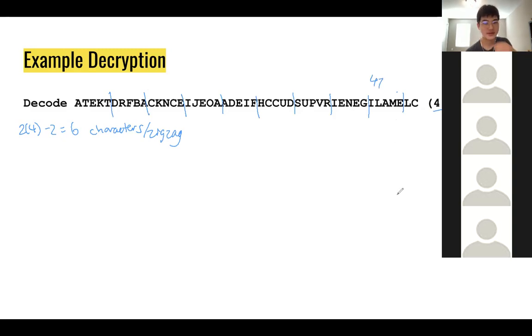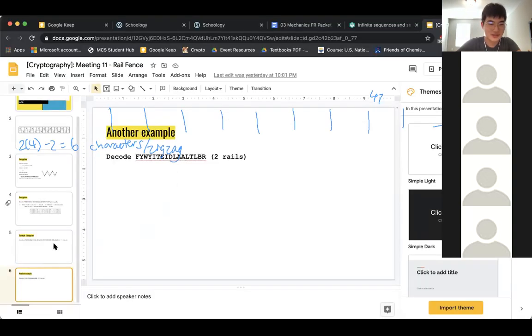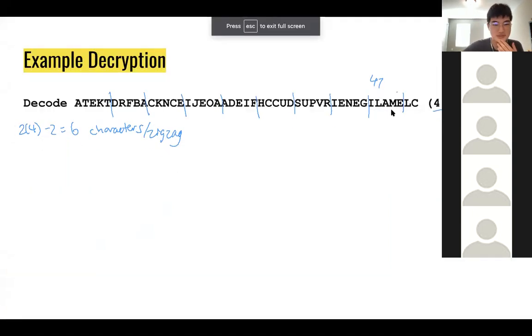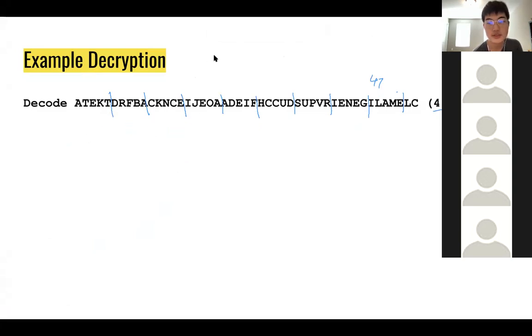So hold on, let me make sure I didn't already make a table in the slides, because I hope I did. Oh, I guess I didn't. So I guess I will make a 4 by 47 table then. Oh geez. You can see how test writers wouldn't usually give you super long messages, but I guess they might. I'm going to move the 6 characters per zigzag thing somewhere else so we can have the full space to work with.